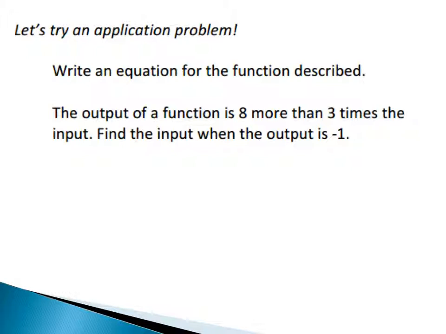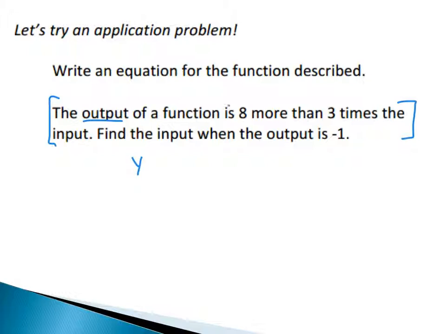So this is kind of going back to the first chapter. We have the output of a function is 8 more than 3 times the input. Oh boy. Okay, so here's what we have to do. First of all, let's translate this first sentence. The output. How do we label our output? So remember, we label our output with the variable y.